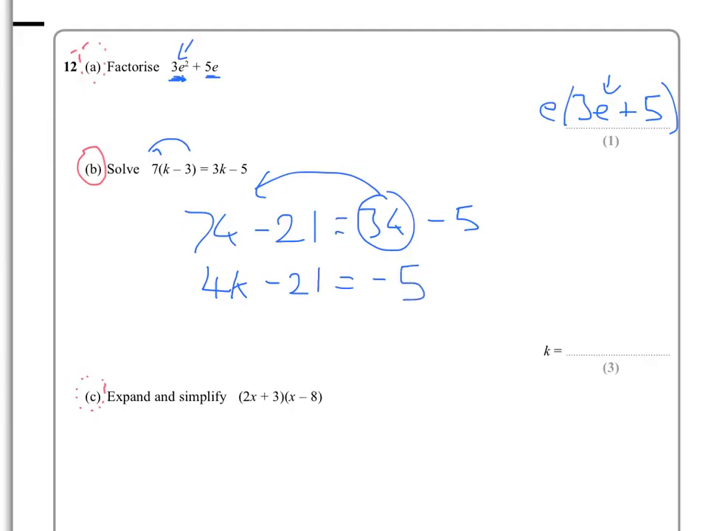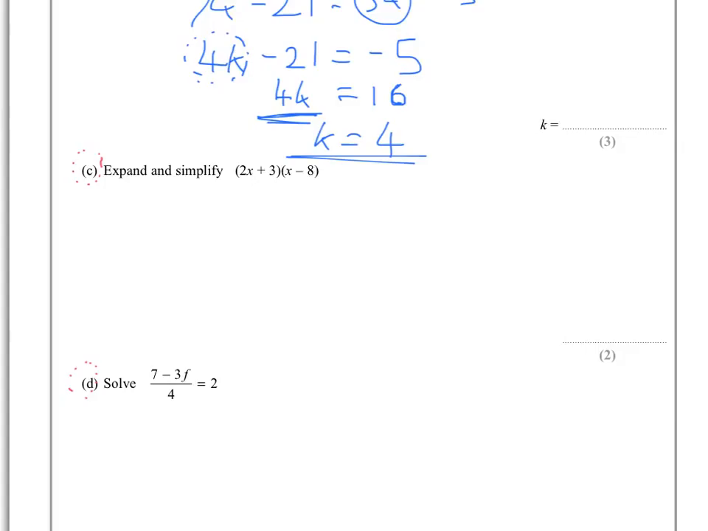And now we go for our sort of cover it up and think about it kind of method. So put our finger over this 4k, something take away 21 is minus 5. So if we've taken away 21 and we've ended up down at minus 5, where did we start off? Well, we could think about that as minus 5 and then plus 21 if we like. So we're going to get, I think, 16 is 4k. So something take away 21 is minus 5. That something must have been 16. So 4k is 16. And if 4k is 16, then 1k is going to be 4.